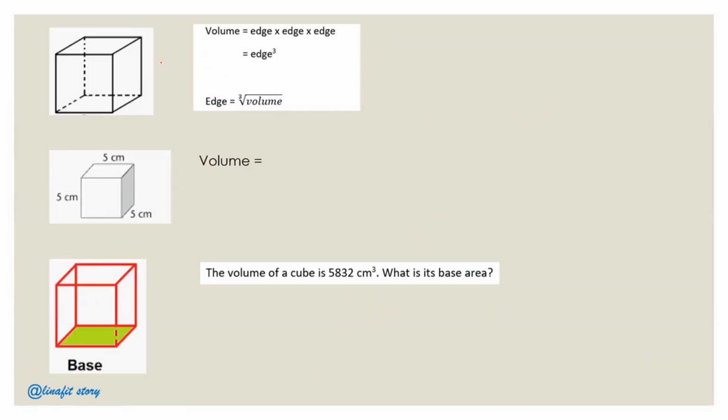This is a cube. How to get the volume of a cube? It's edge times edge times edge, or edge cubed. How to get the edge of a cube? Find the cube root of its volume. So for example, find the volume of a cube of edge 5 cm. So 5 cubed. This means 5 cm times 5 cm times 5 cm equals 125 cubic cm.